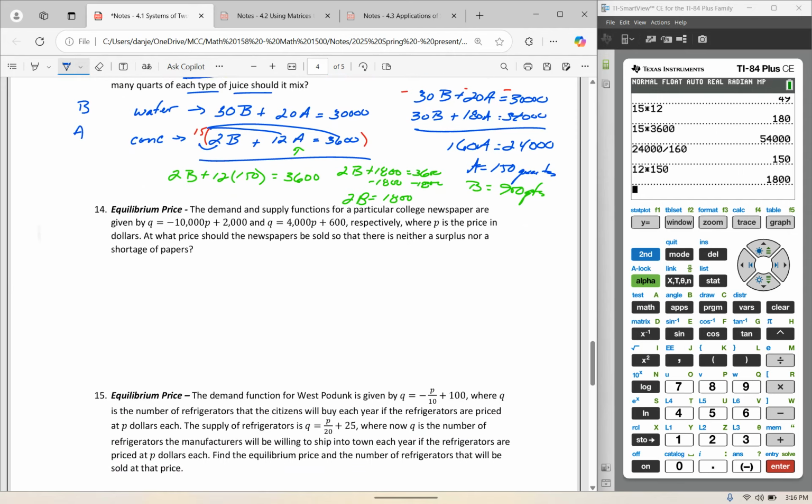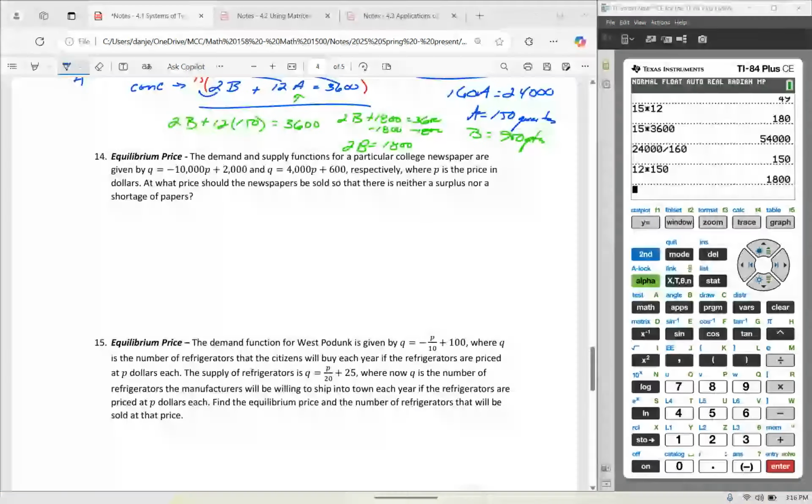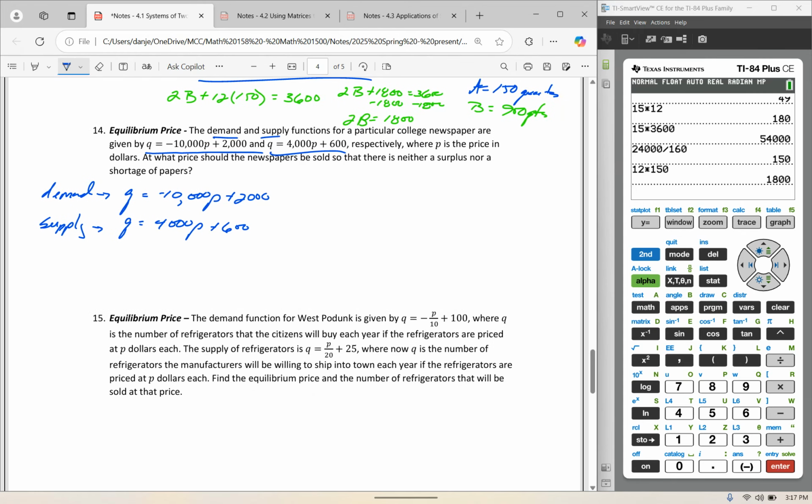Equilibrium. Equilibrium price is kind of like a break-even point. The demand and supply functions for a particular college newspaper are given by Q equals negative 10,000 P plus 2,000, and Q equals 4,000 P plus 600. So the demand function is the top and the supply function is the bottom. At what price should the newspapers be sold so there's neither a surplus nor a shortage of papers?